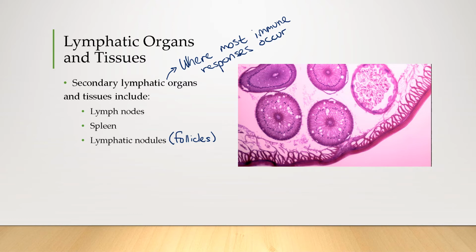Now the thymus, the lymph nodes, and the spleen are considered organs because each of them is surrounded by a connective tissue capsule. Whereas the lymphatic nodules are not considered organs because they lack a capsule. So these lymphatic nodules are more considered to be lymphatic tissues, not lymphatic organs.